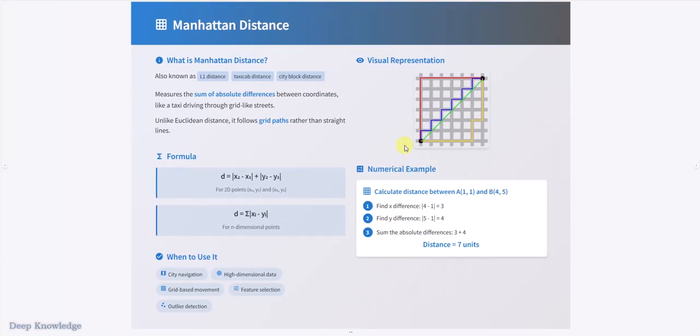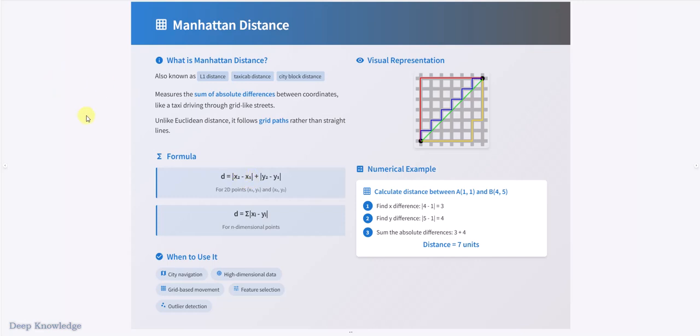Now the Manhattan distance. It's a version of the Euclidean distance. As you can see, it's the same but without squaring the differences. It's just taking the absolute value of the difference.